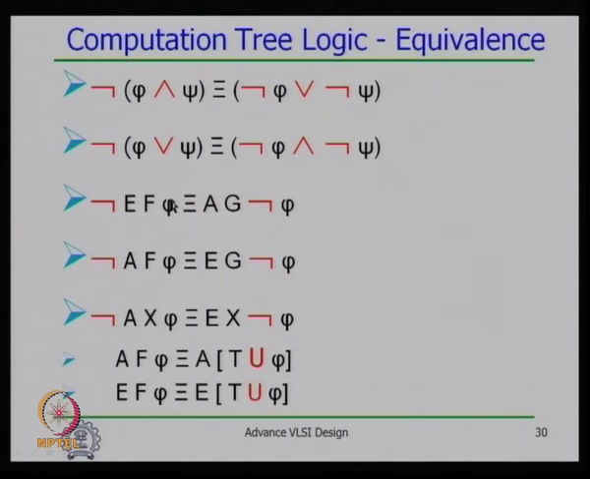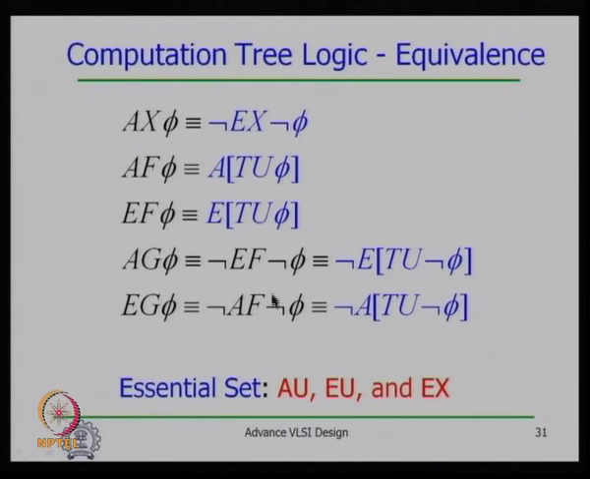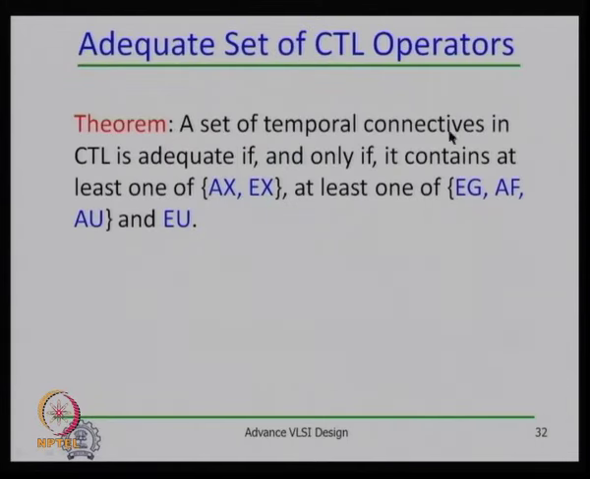Again, there are various operators, you can define the equivalence between these operators, and finally you need a set of operators among the temporal operators, and negation and conjunction, or negation and disjunction. So now you need 5 operators to express any property. And this theorem says that a set of temporal connectives in CTL is adequate if and only if it contains at least one of AX or EX, and at least one from EG, AF, AU and EU. So now you need to have 3 operators: AX or EX, EG or AF or AU, and EU.